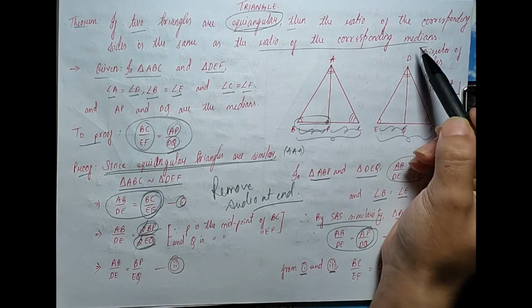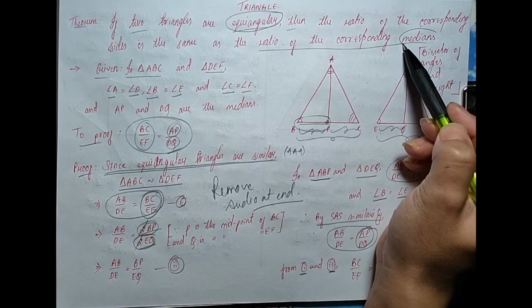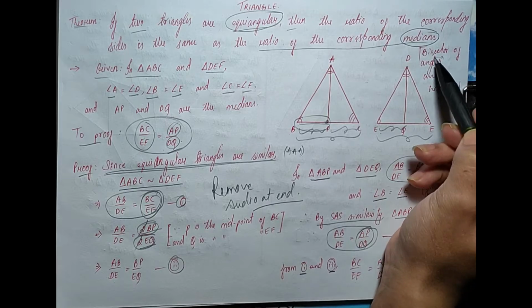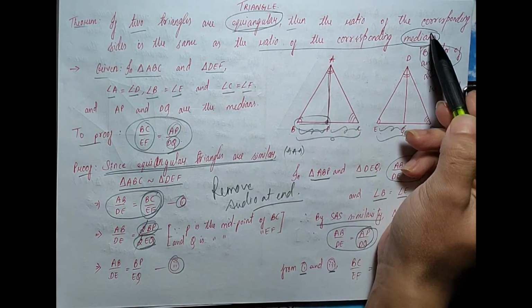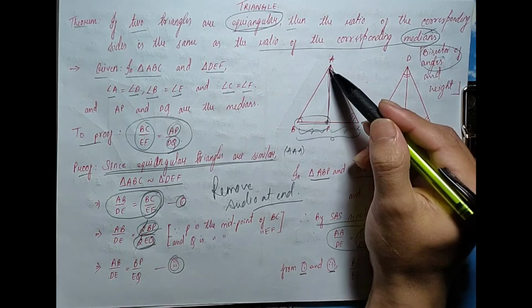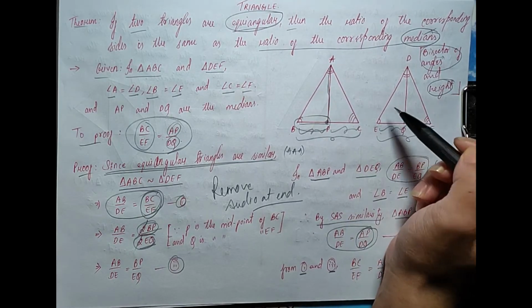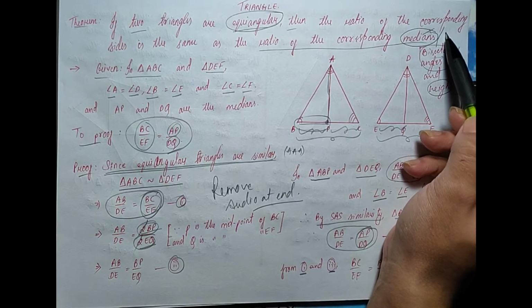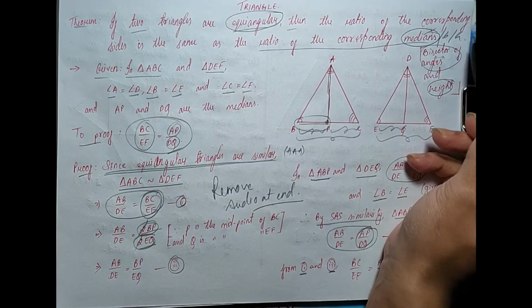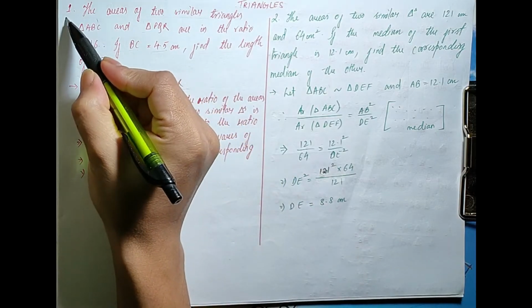Please note that this theorem works for the bisector of angles, that is if this line is the bisector of an angle and not a median. Also if this is the height of the triangles, that means it can be either median or bisector, or it can be the height. Let us now discuss some numericals.